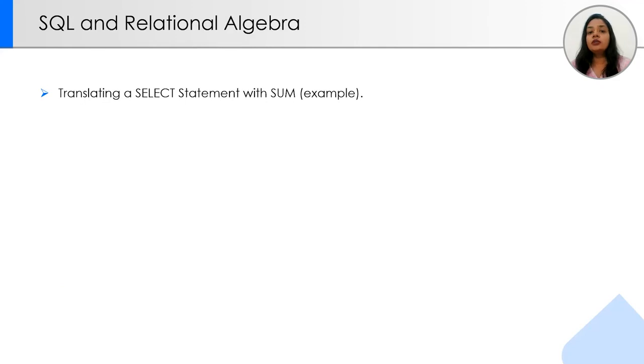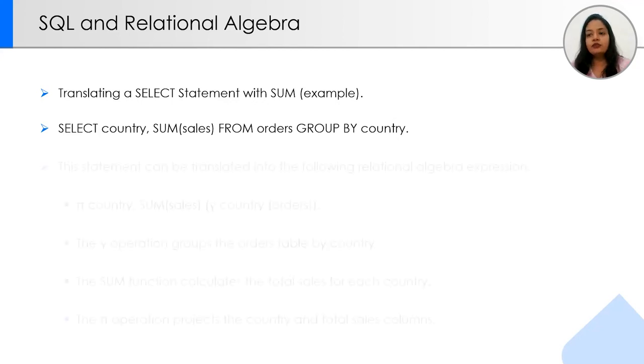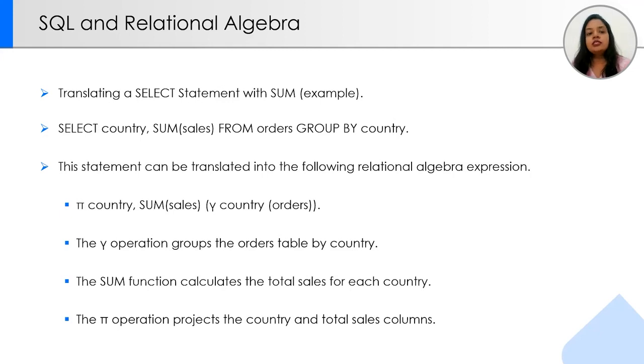Now let us look at an example of translating a select statement with the sum aggregation function. Here: select country, sum sales from orders grouped by country. So here we are doing the grouping. This statement can be translated into a relational algebra expression by using the following steps.